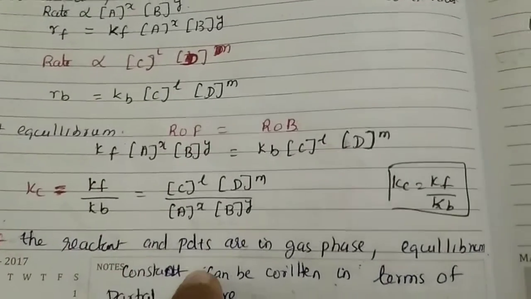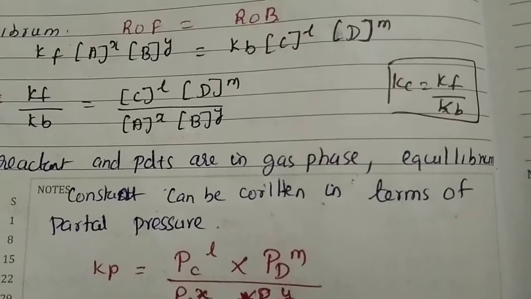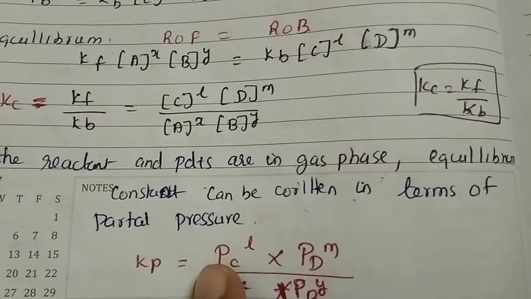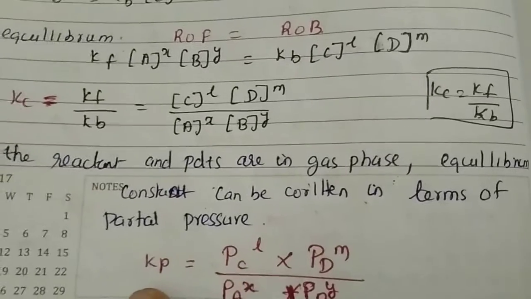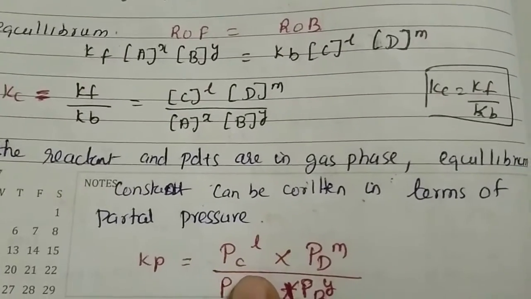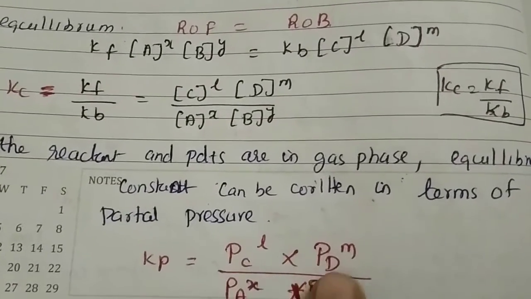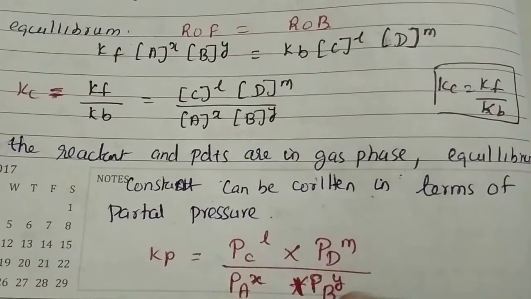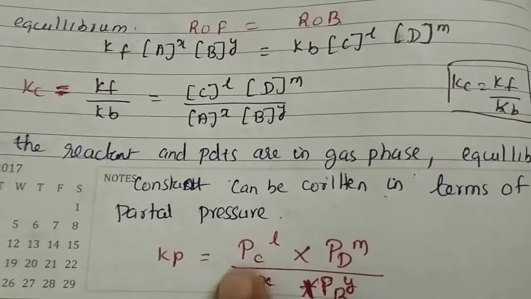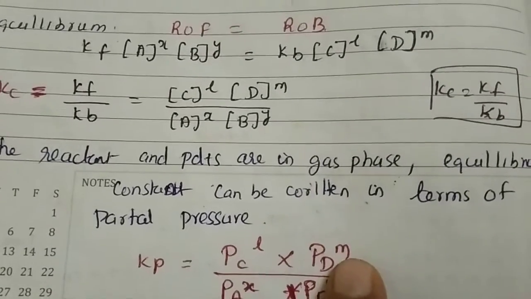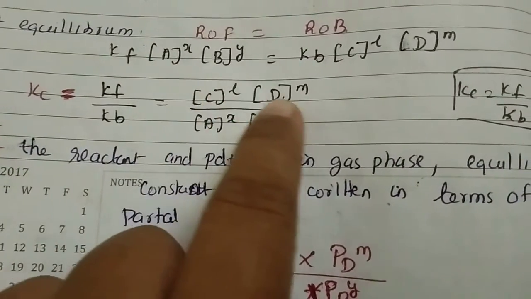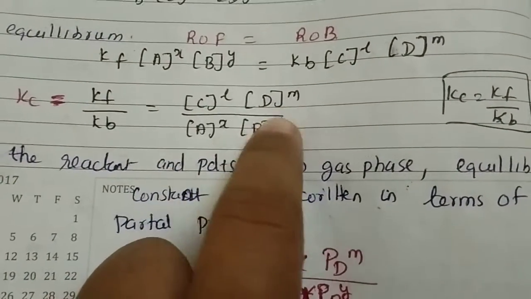If the reactants and products are in the gas phase, the equilibrium constant can be written in terms of partial pressure. So you have to put the symbol for pressure. So Kp equals the partial pressure of C power l times the partial pressure of D power m, divided by the partial pressure of A power x times the partial pressure of B power y. So Kp equals the partial pressure of products divided by the partial pressure of reactants. Kc equals the active mass of products divided by the active mass of reactants.